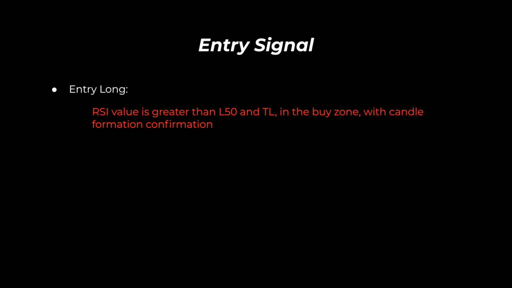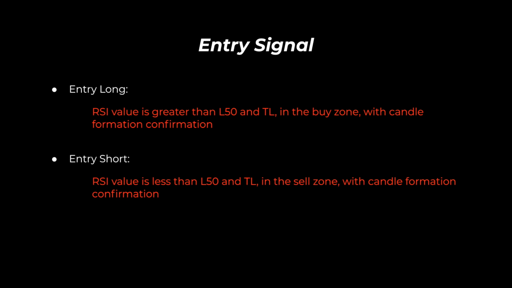So the entry signal itself can be described, when we're talking about trading it long, as the RSI value being greater than the liquid 50 and the trend line in the buy zone with a candle formation confirmation. You can imagine then when we talk about the entry short, that's when the RSI value is less than the liquid 50 and the trend line in the sell zone with a candle formation confirmation.